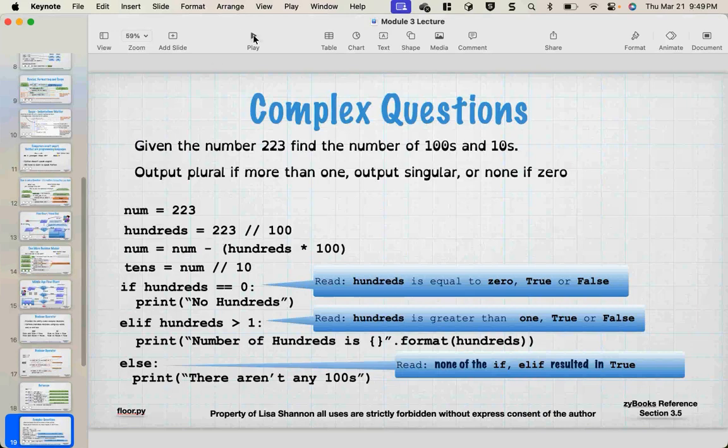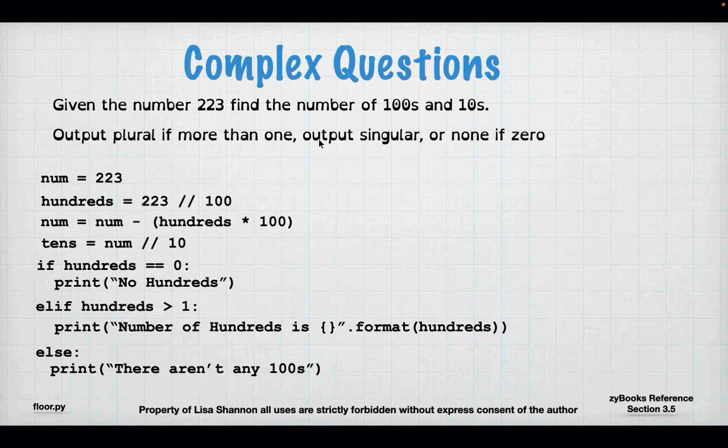So let's go to complex questions. This is related to the change lab, and I'm just going to talk about it for a minute and talk about the use of the floor operator, because you need to have used the floor operator for the lab that deals with coins. So I have a set of complex questions that I've got to answer. And so I have a number, 223. I just picked that out of thin air. And I want to find the number of 100s and the number of 10s or dimes that go into 223. So I have to use the floor operator here. I cannot use the modular operator. It doesn't work properly.